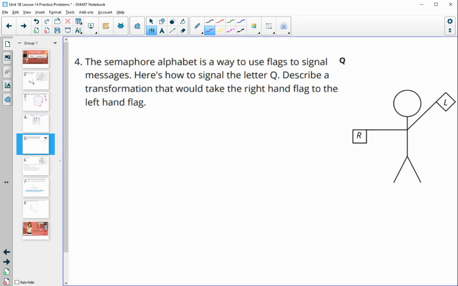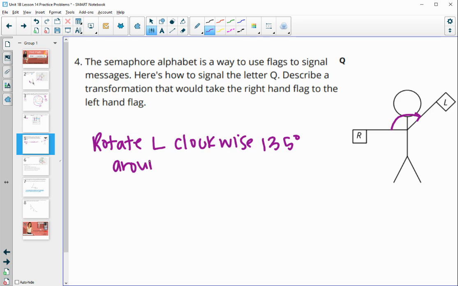Number four, the semaphore alphabet is a way to use flags to signal messages. So this time they want us to take the right flag and bring it to the left flag. So again, you're going to have different ways you could do this because you can go clockwise or you can go counterclockwise. So I'm going to take the right flag and I'm going to rotate it clockwise 135 degrees. Okay, so rotate L clockwise 135 degrees around, and I'm just going to call it the shoulder.